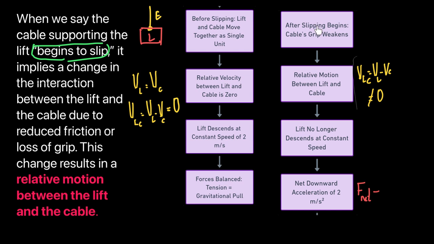However, after slipping, relative motion comes into the picture, which means the lift and the cable are now traveling at two different speeds, and therefore the velocity of lift with respect to cable is not equal to 0. Before slipping, the lift was descending at a constant speed. Now it is no longer at a constant speed. In fact, it is coming down with a net downward acceleration of 2 meter per second square. It's really important that we always try to understand each and every phrase that is given, because when you get such clarity in the question, things become really easy to calculate and understand.